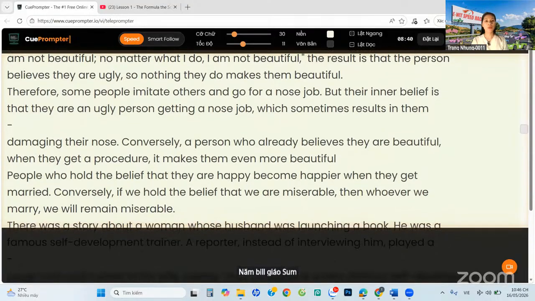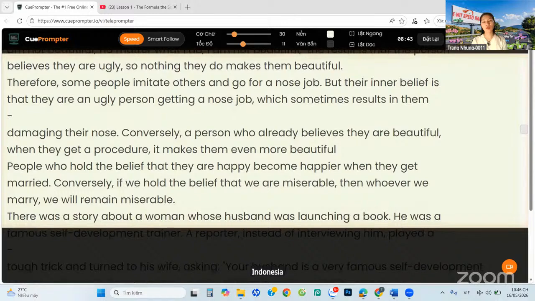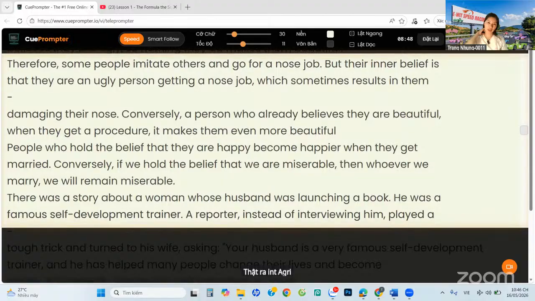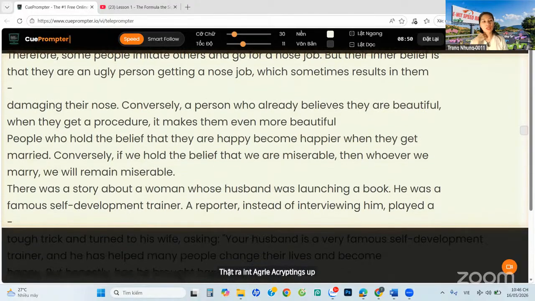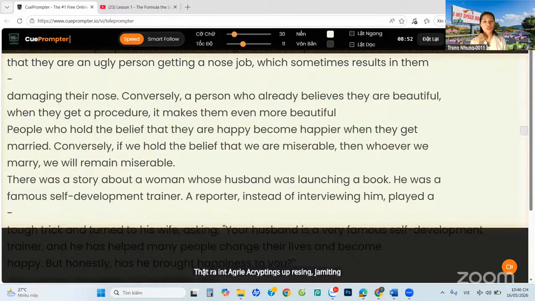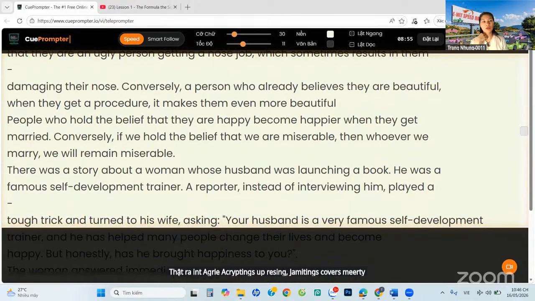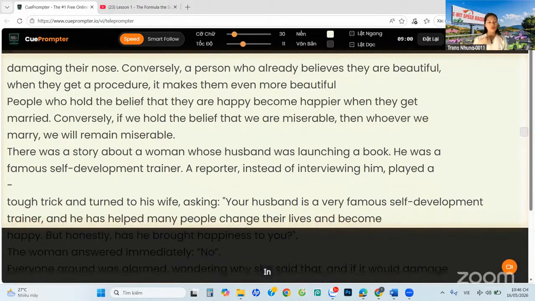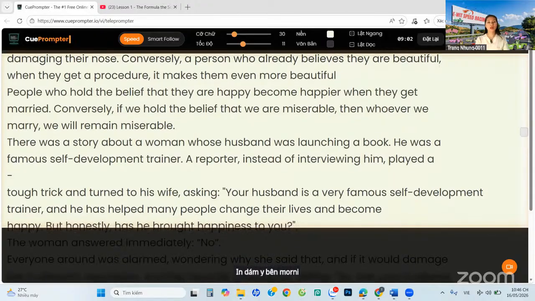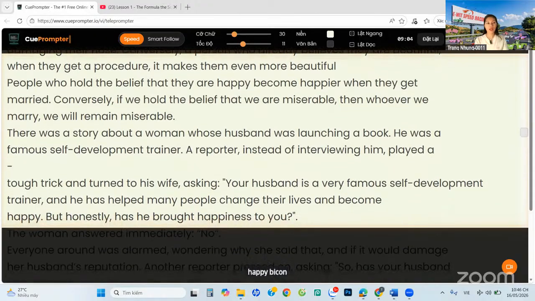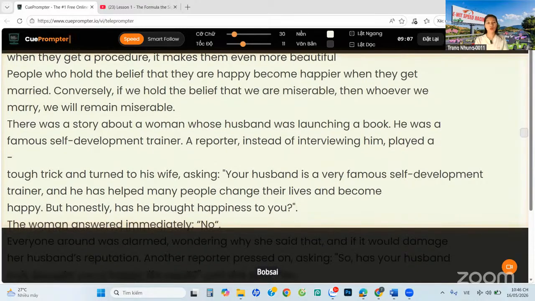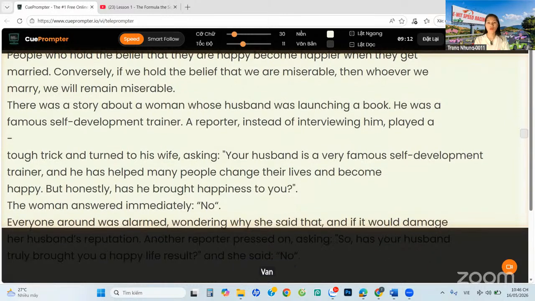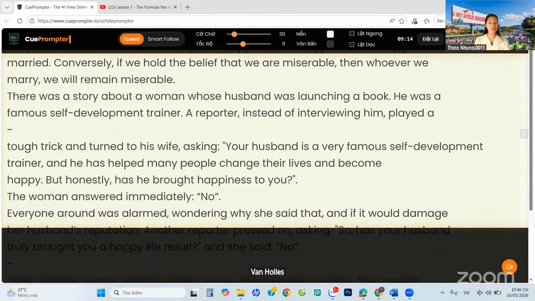Therefore, some people imitate others and get nose jobs. Their belief is that they are very ugly, and getting a nose job will sometimes result in them damaging their nose. Conversely, a person who already believes they are beautiful, when they get a procedure, becomes even more beautiful. People who hold the belief that they are happy become happier when they get married. Obviously, if we hold the belief that we are miserable, then whoever we marry, we will remain miserable.